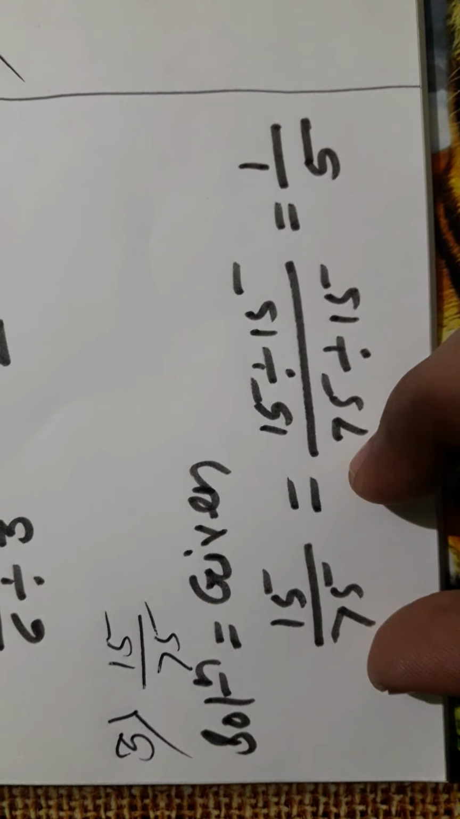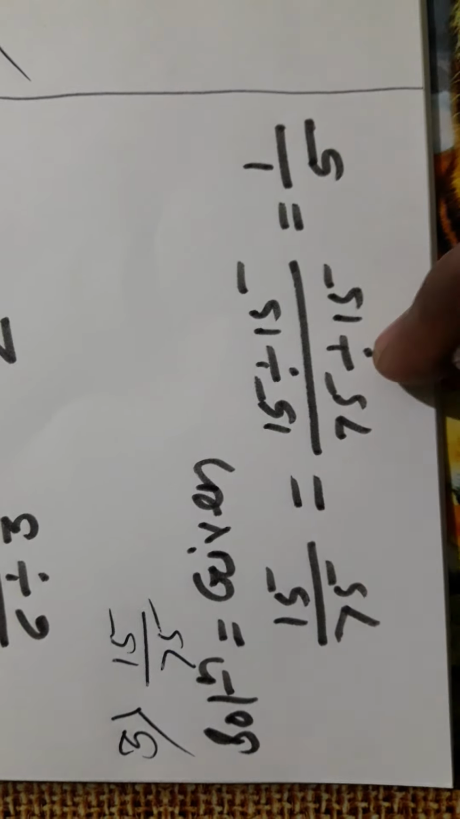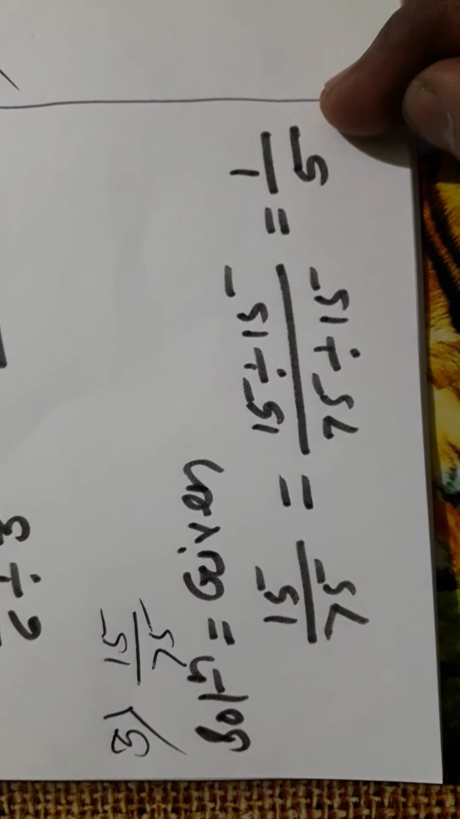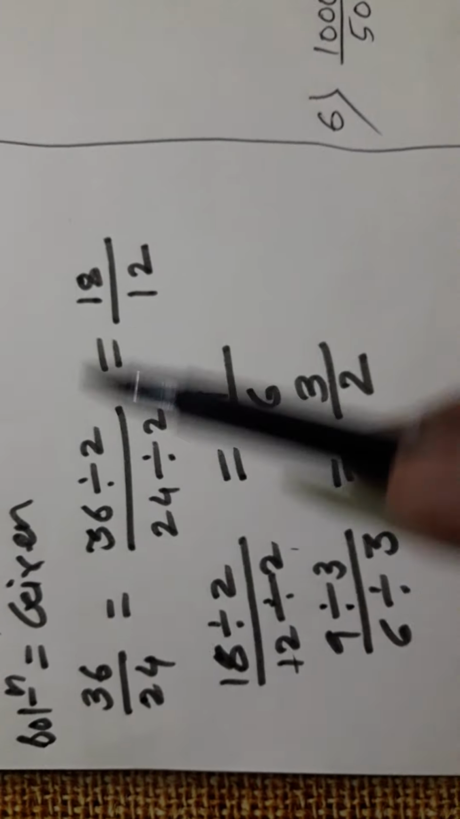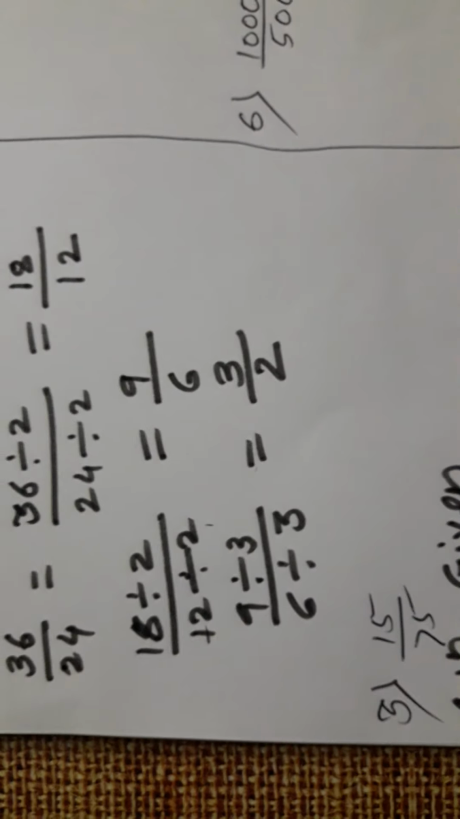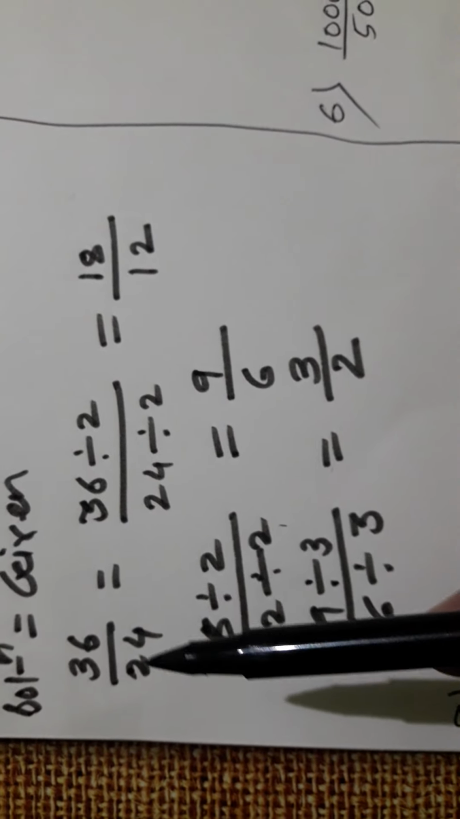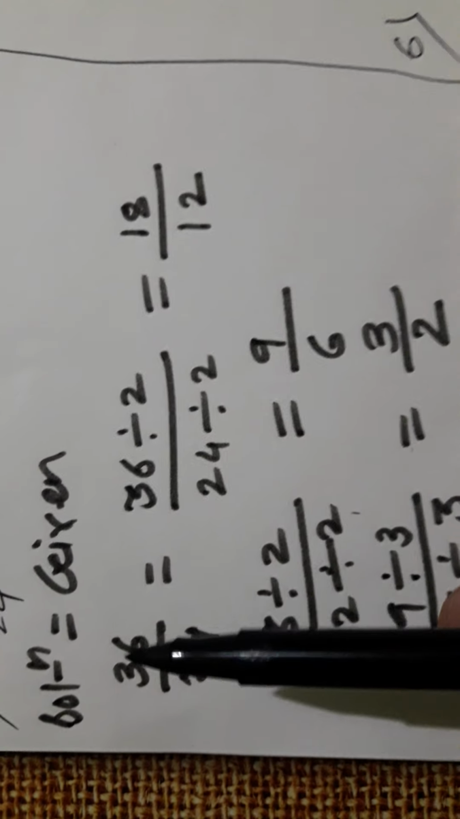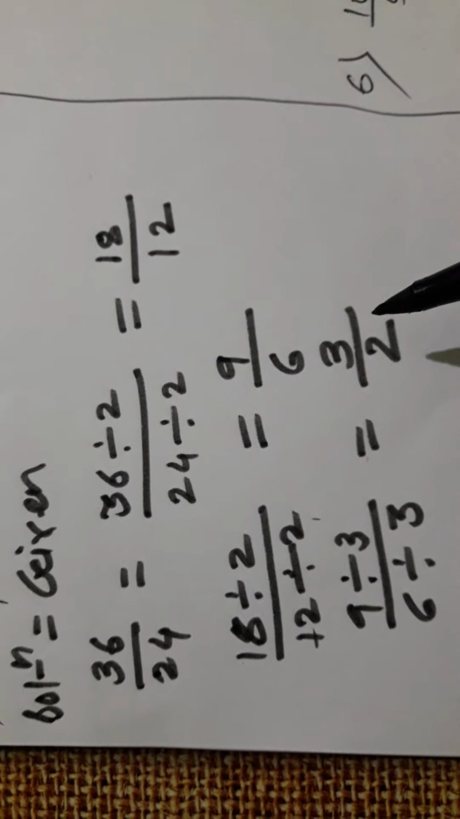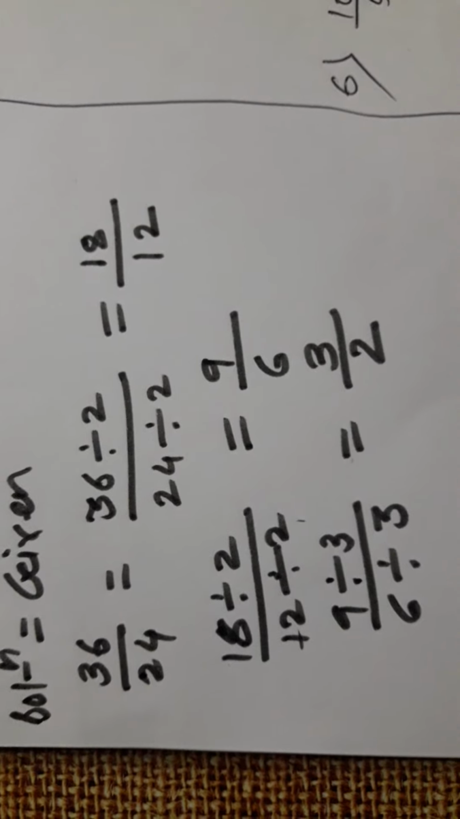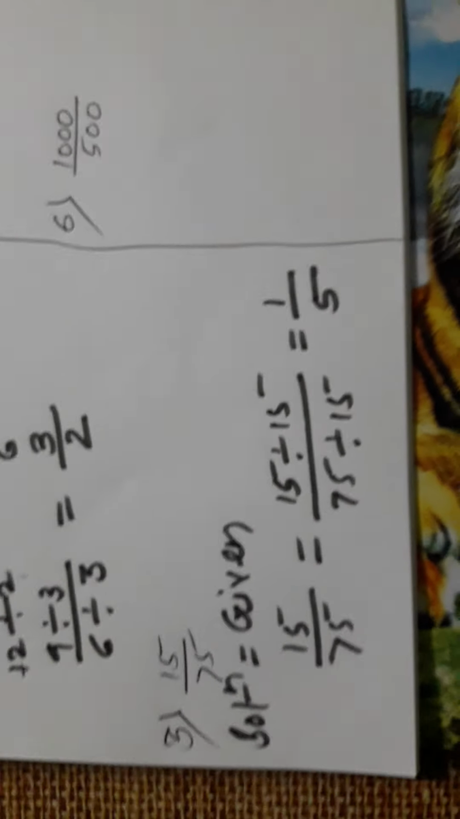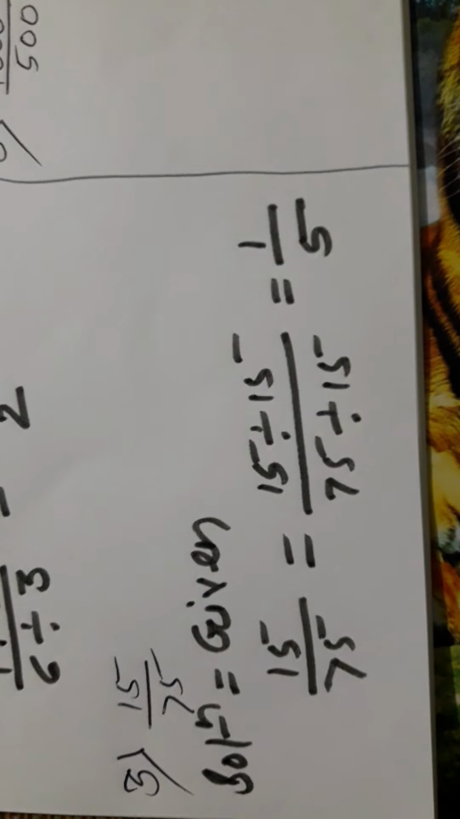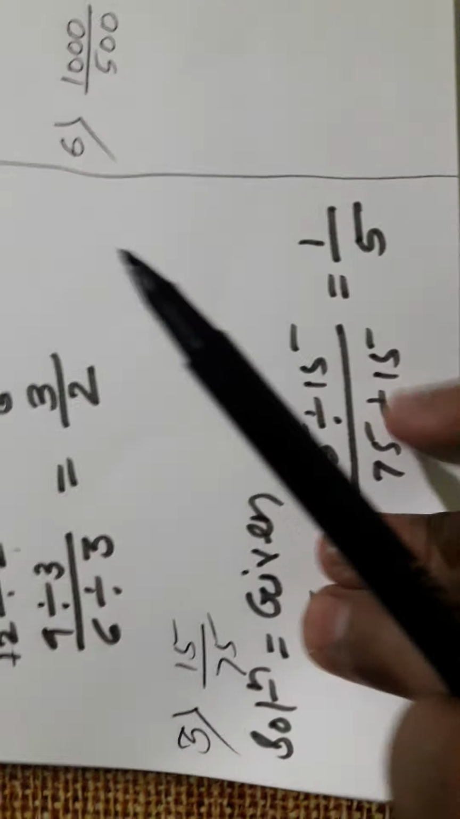Now see here, listen and try to understand. Within one step we got the answer, and here how many steps? 1, 2, 3 steps. Suppose I am perfect in the table of 12. Here also I can divide by using 12. Then directly within one step I will get 3 by 2. Okay, do you understand? That's why tables are very much important. One more example I will show you here.